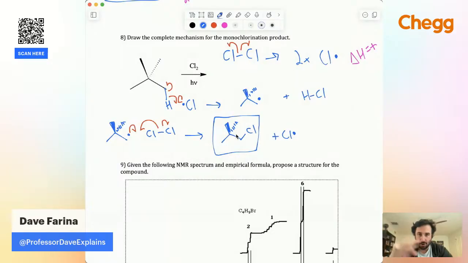Chlorine radicals will just go almost anywhere on a hydrocarbon. Bromine radicals, on the other hand, are highly regioselective. You will almost exclusively get radical bromination on the most substituted carbon because that proceeds via the most substituted radical intermediate. So that is the reasoning there. Yeah. So that's it.